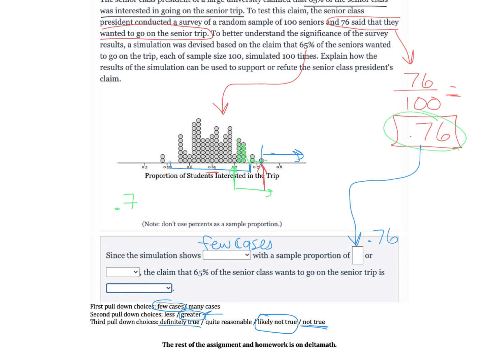Okay, so hopefully you have time in class, you'll be working on these and the Delta math. There's examples and stuff so you can look at them too.